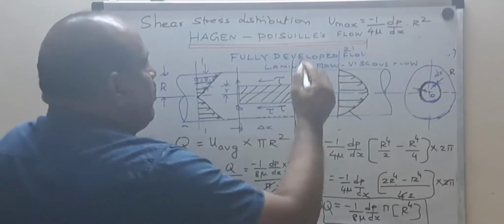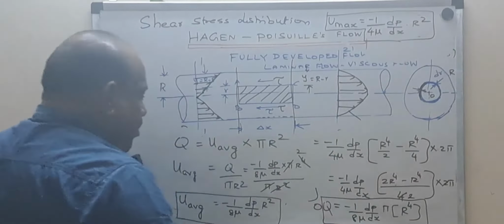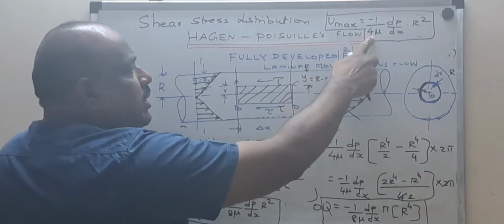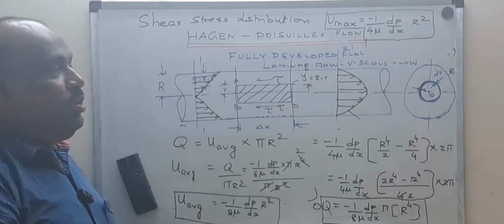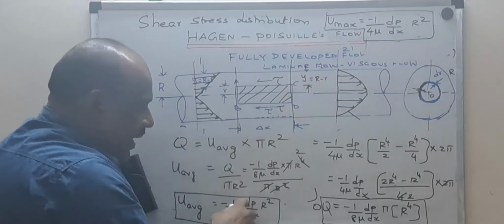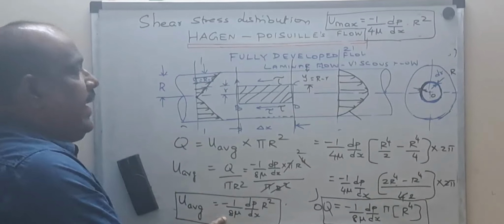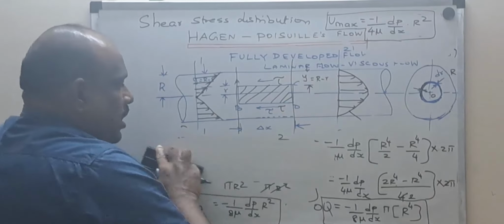Already you have the formula for u maximum. You can see both are almost the same. The only thing is the denominator: here it is 8, there it is 4. So u maximum is twice that of u average, because dp by dx is also there and r squared is also there. The only difference is here it is 1 by 8, there it is 1 by 4. We will do that also, it's not an issue.